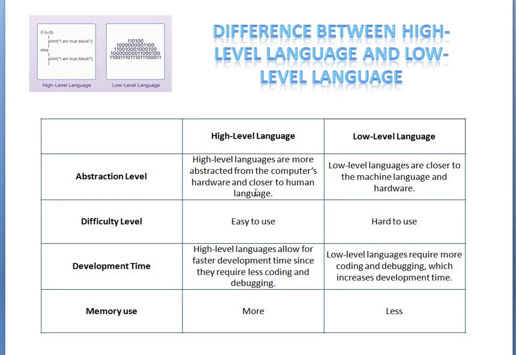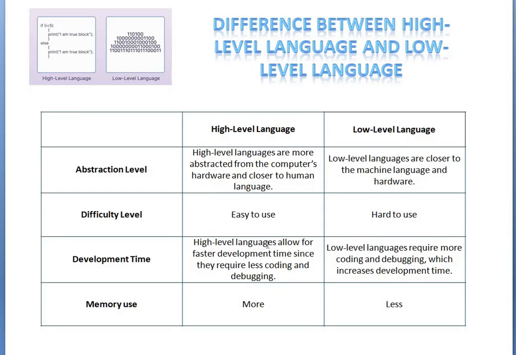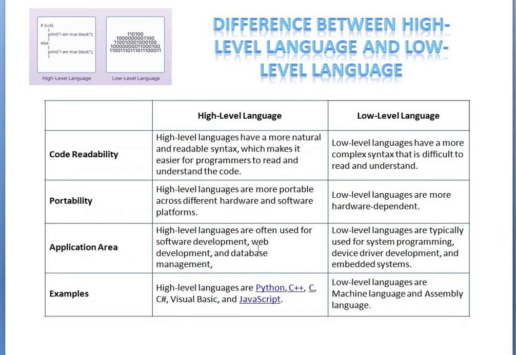Now we will see what is the basic difference between a high level and a low level language. So as we have seen, high level languages are more easier to understand and light, whereas low level languages are somewhat difficult. It takes more time to write the code in a low level language, whereas you can write faster codes in high level languages. Low level languages will use low memory space, whereas high level languages will use more memory space.